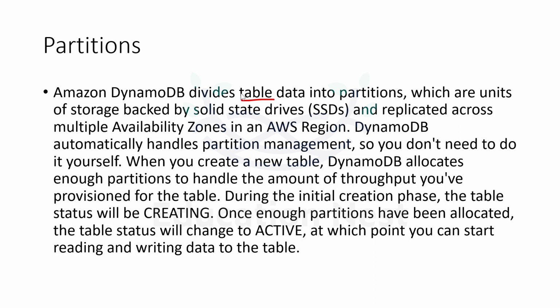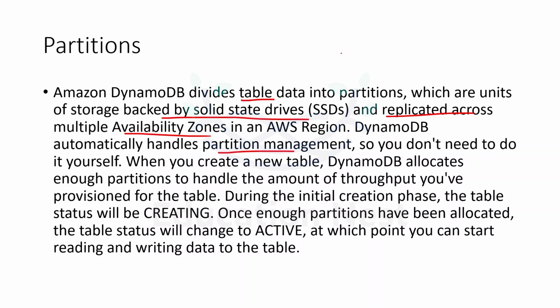So what are these partitions? These are units backed by SSDs. In the backend we have the SSDs in which our data is stored. Our entire table would be divided into small partitions and they would be replicated across multiple availability zones, making it highly available. DynamoDB automatically handles this partition management. But how will it decide which entry or which row goes to which partition? That is decided using the partition key.